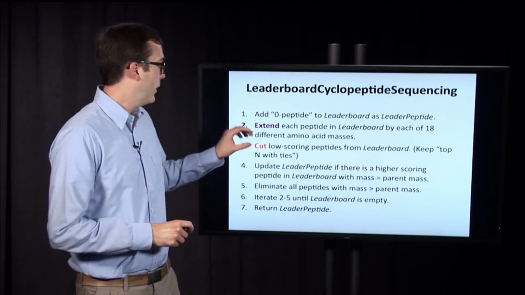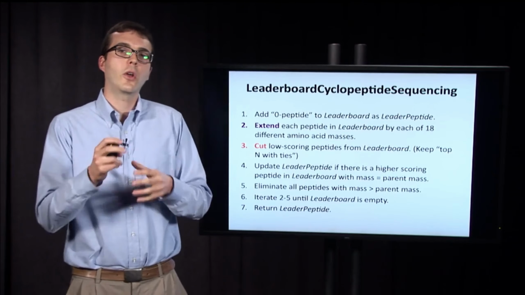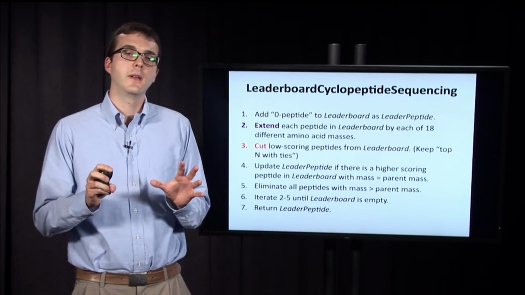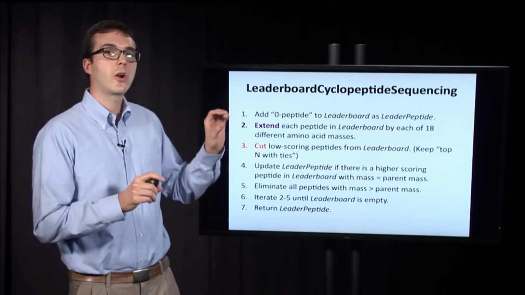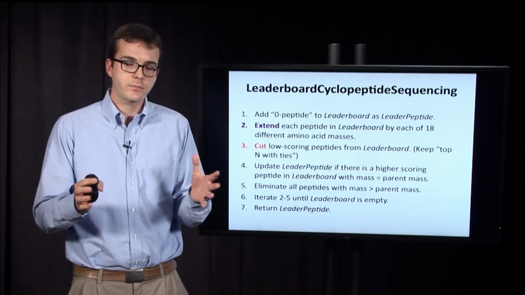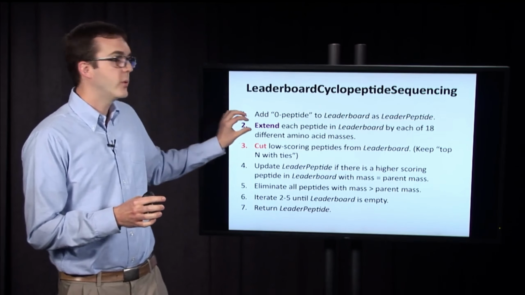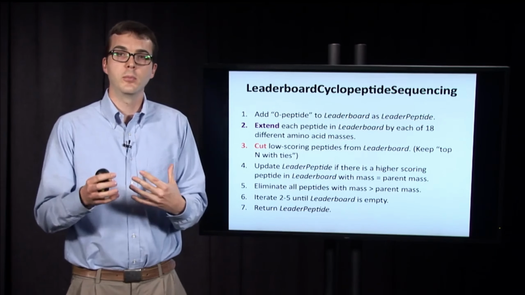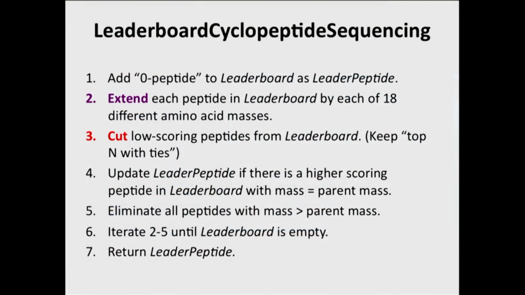So the new idea is we're going to call it leaderboard cyclopeptide sequencing. How it works is that we're going to start off with a 0 peptide, which is an empty string, essentially. Then we're going to extend each peptide on the leaderboard in each of 18 possible different directions. So we add each of the 18 different amino acid masses to the peptides that we have currently in the leaderboard, which when we begin is empty, or it has just the 0 peptide.